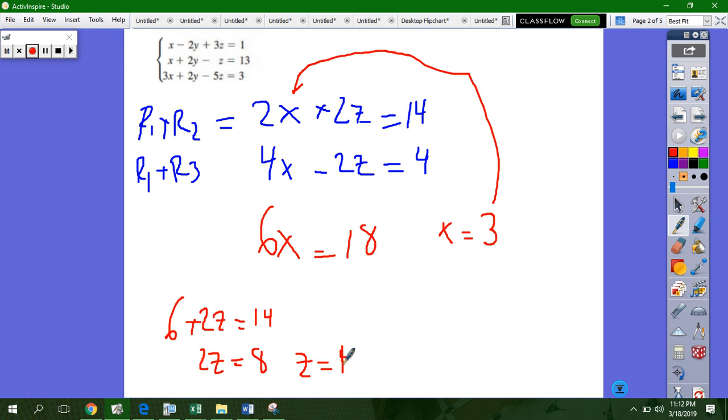I have two numbers, so I just got to go plug it back in. Any of them really would work. I'll plug it back into row 1, so that's 3 minus 2y plus 3z. Oops, I know what z is, so I better replace that.